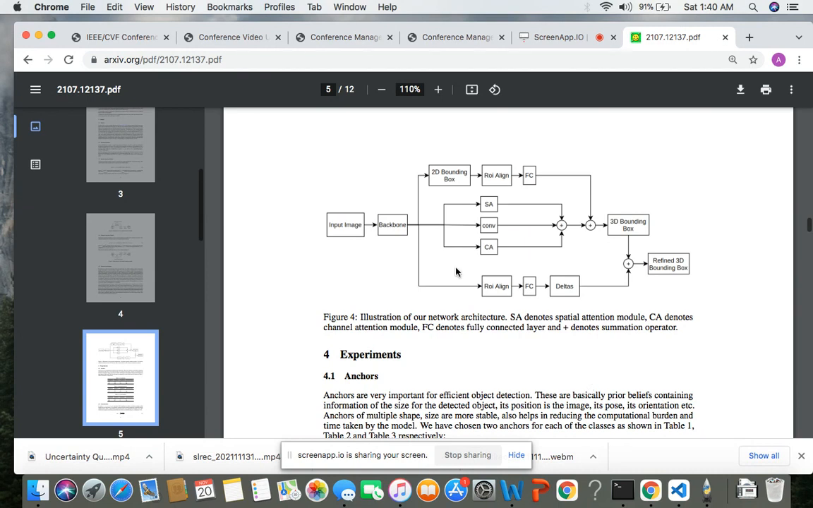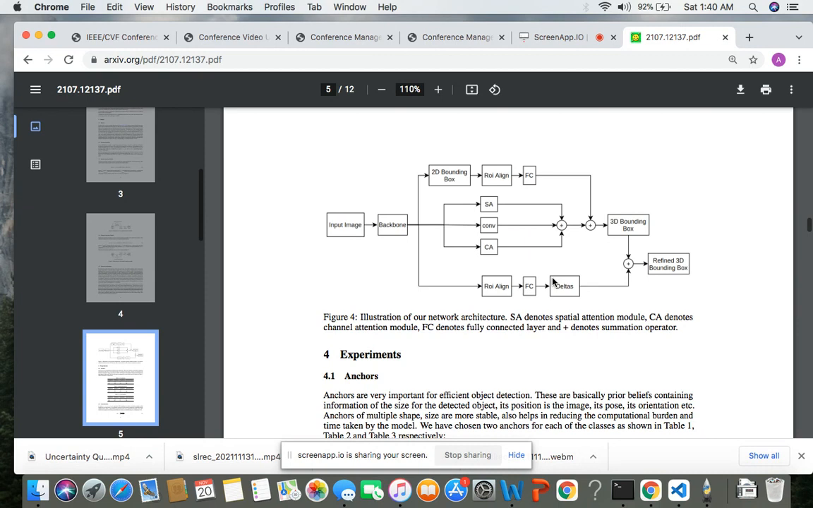So the feature is propagated to a 2D bounding box detector, followed by a ReLU and then a fully connected layer. Similarly, there is a ReLU and fully connected layer. Here, delta denotes the deviation of the actual versus the predicted bounding box coordinates.